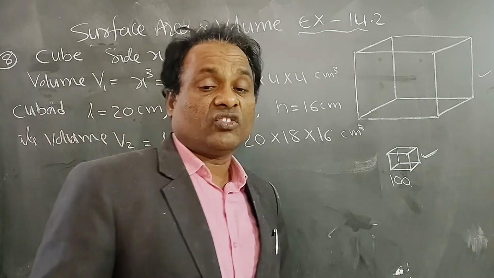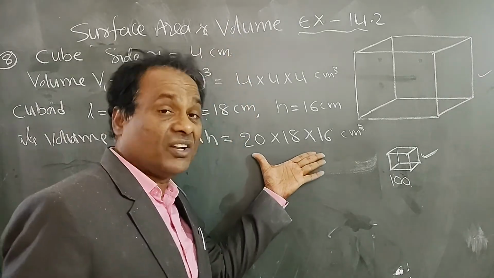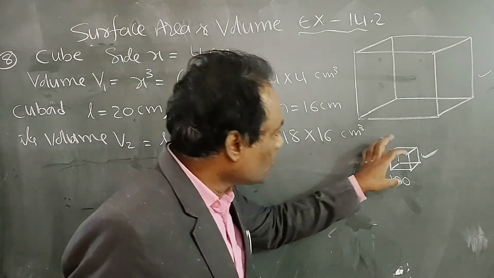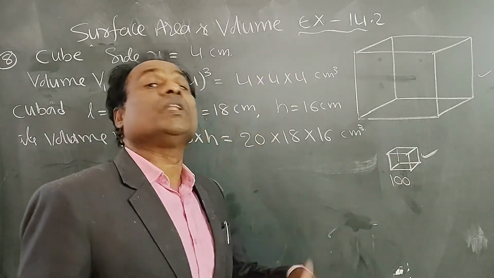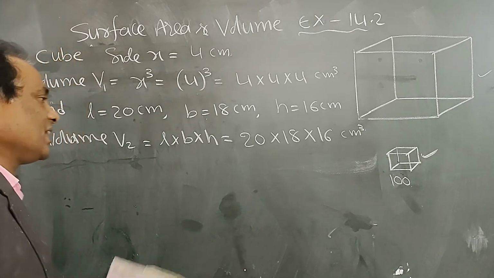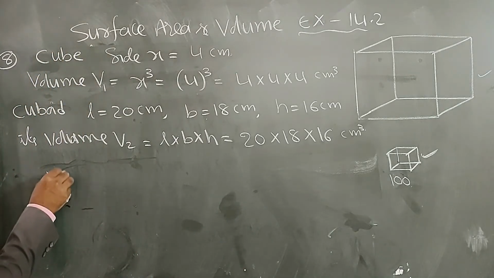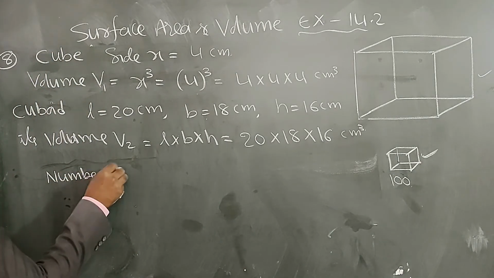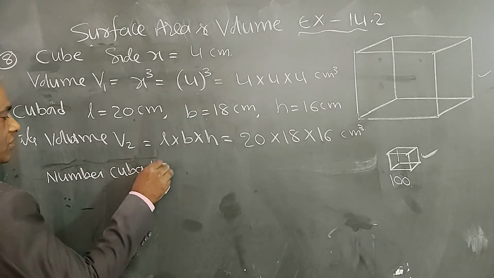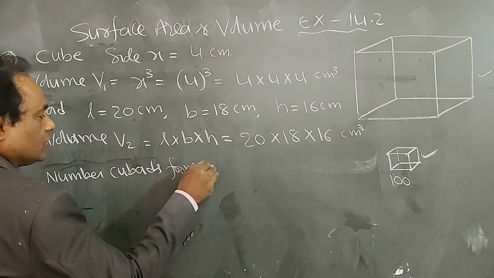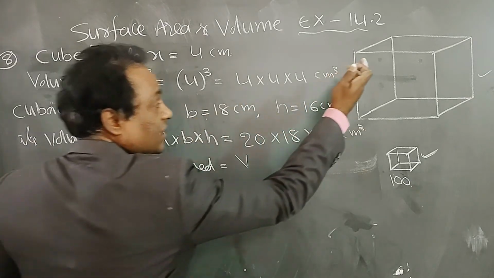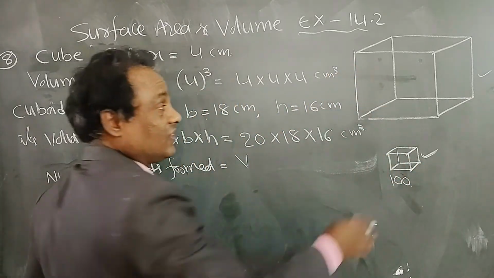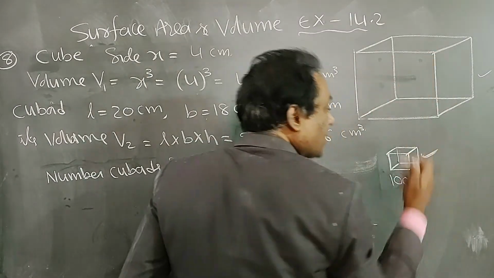Now see, this much material we have in total, and we have to prepare small boxes like this. So how many boxes can we prepare? The number of cuboids formed is equal to the total amount of material. From this material only we are making these boxes.